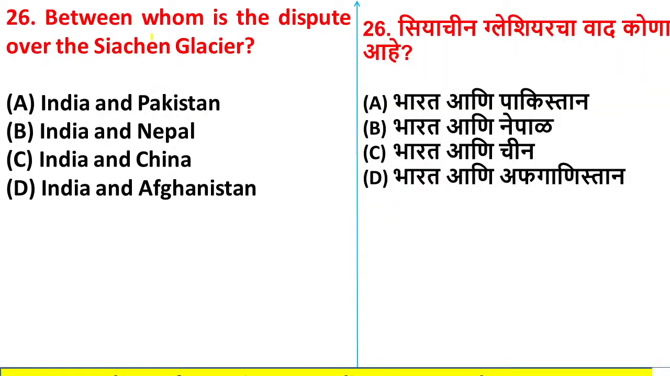Question number 26. Between whom is the dispute over Siachen Glacier? Option A, India and Pakistan. Option B, India and Nepal. Option C, India and China. Option D, India and Afghanistan. Between whom is the dispute over the Siachen Glacier?